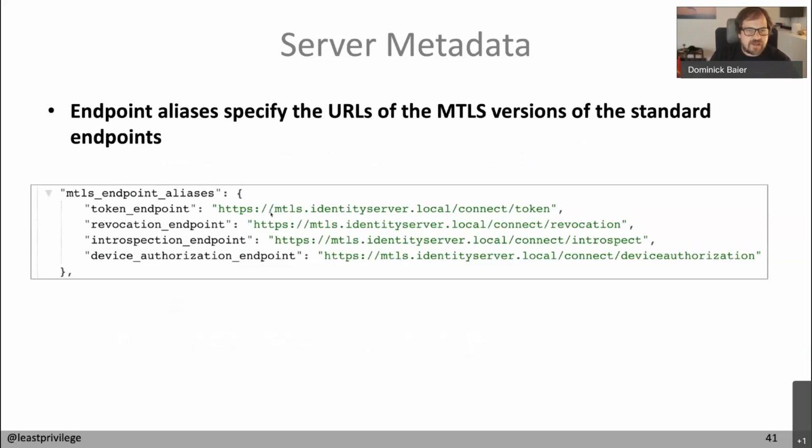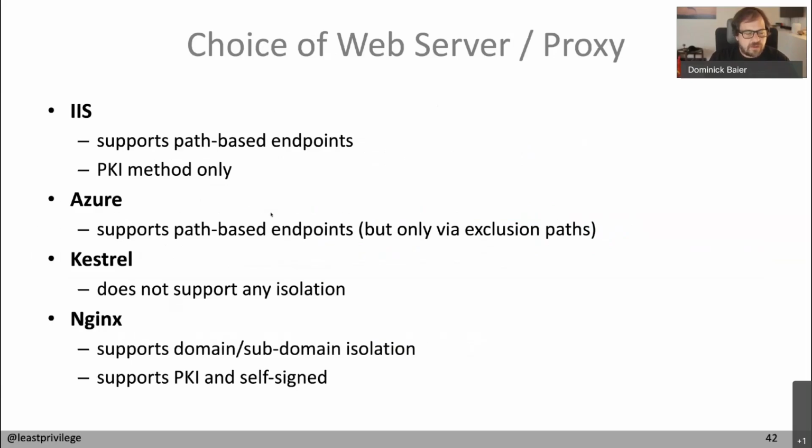Once you have that, you have to deploy or host this somewhere. I had a look at a couple of web server choices. IIS, as I said, does only path-based. Azure does path-based as well, but in a weird way. Kestrel does not support the isolation out of the box; they're working on that for the next version. The one that I had the best results with is Nginx, to be honest. It is super flexible in how to host your endpoints, TLS settings and so on. I'm pretty sure there are other options here as well.